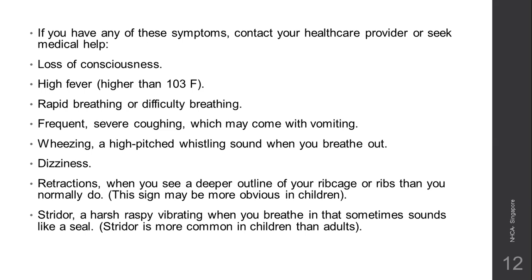Dizziness and retractions: when you see a deeper outline of your rib cage, it means you are straining a lot to breathe in, gasping for air, so much that the outline of your rib cage can be seen through your skin. This sign is more obvious in children than in adults, because adults develop thicker skin and more fat and muscle over the years, so it is not as visible in adults, but in children you can clearly see these retractions. In that case, immediately take the child to the hospital.